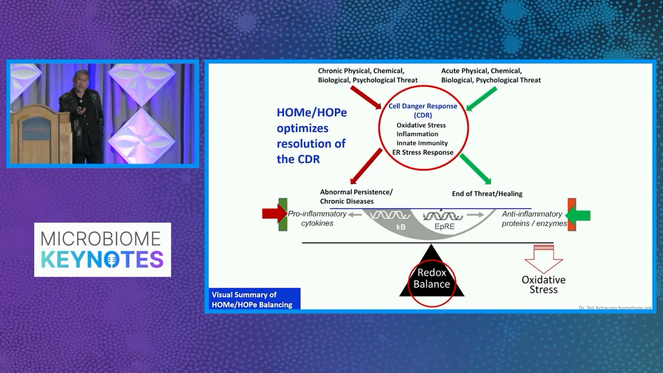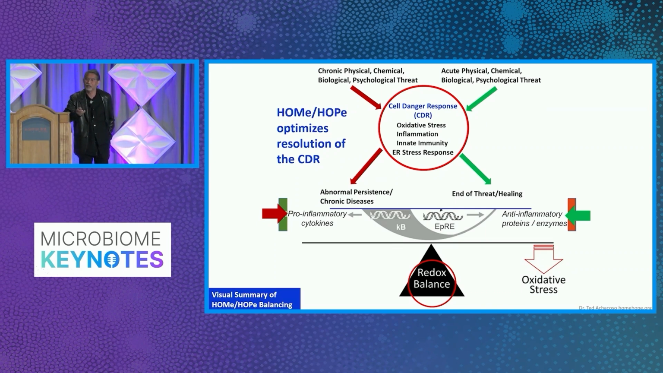In homobalancing, this is like the center of what we do. We optimize the resolution of the cell danger response, right? The cell danger response consists of 4 major parts: oxidative stress, which can be the trigger. It's like your reactive oxygen species or reactive nitrogen species, right? And then your amplifier would be the inflammation via your cytokines. And then there's innate immunity, the activation of, say, your macrophages, right? And then there's the endoplasmic reticular stress response.